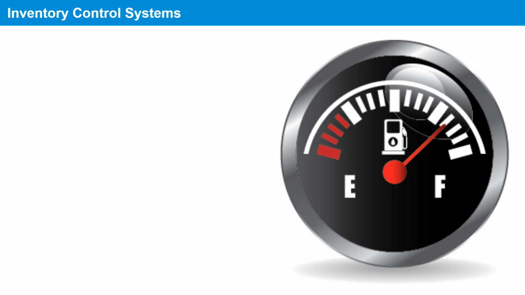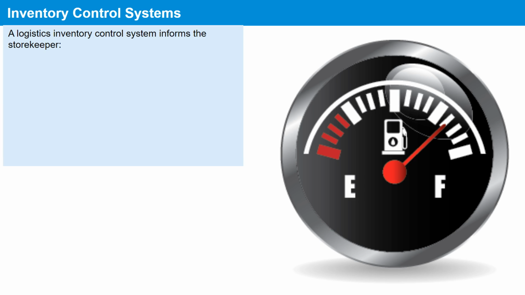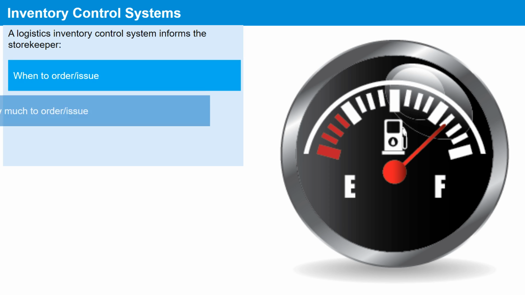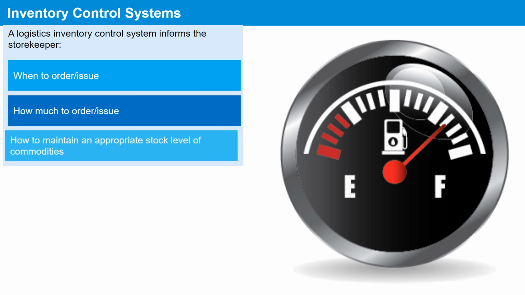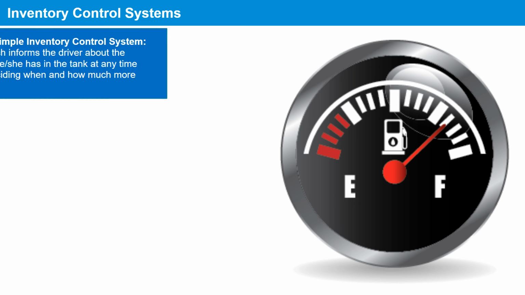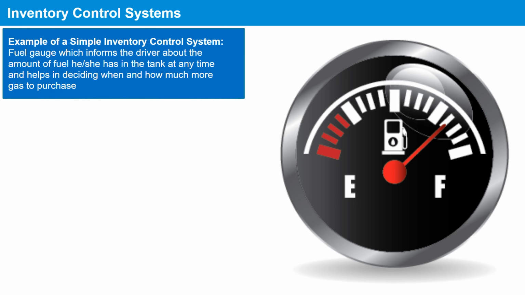Now that you understand inventory management, let's look at inventory control systems. An inventory control system informs the storekeeper when to order or issue, how much to order or issue, and how to maintain an appropriate stock level of all commodities to avoid shortages and oversupply. Example of a simple inventory control system is a fuel gauge which informs the driver about the amount of fuel he or she has in the tank at any time and helps in deciding when and how much more gas to purchase.